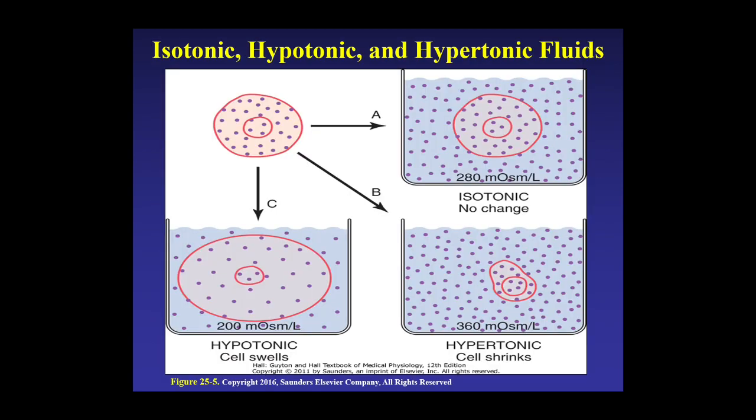Now, this is a cell, right? If I put that cell in an isotonic solution with an osmolarity of 280, is the size of that cell going to change? No. If I put it in a hypotonic solution, is it going to increase in size or get reduced in size? It will increase and the water will move to the inside of the cell. How about if I put it in a hypertonic solution? It will shrink and it will lose a lot of water from inside of that cell.